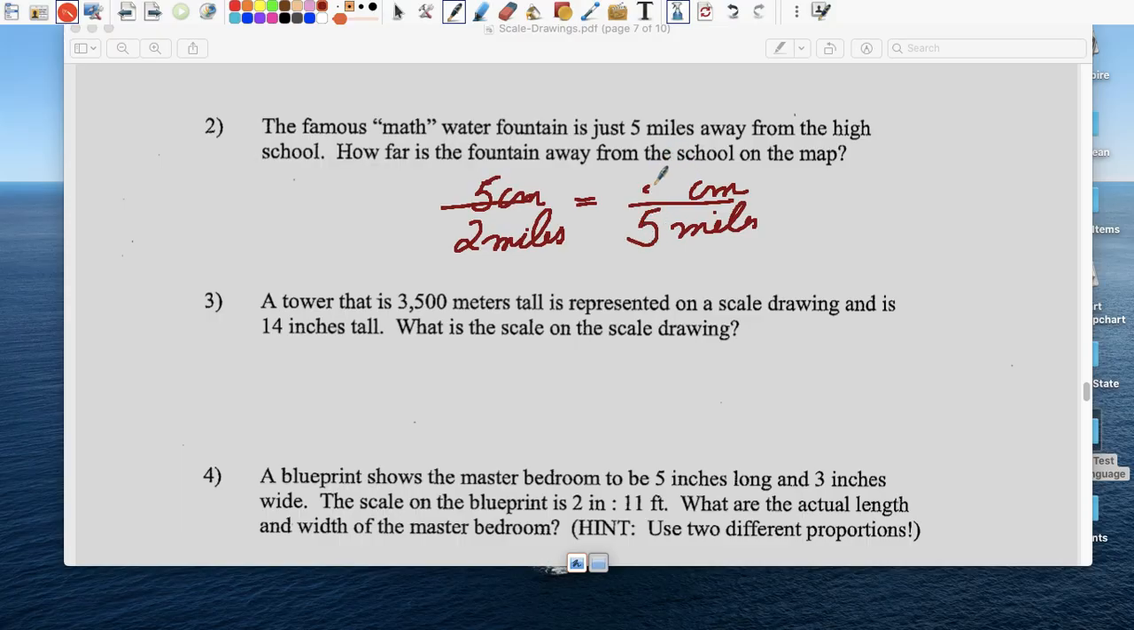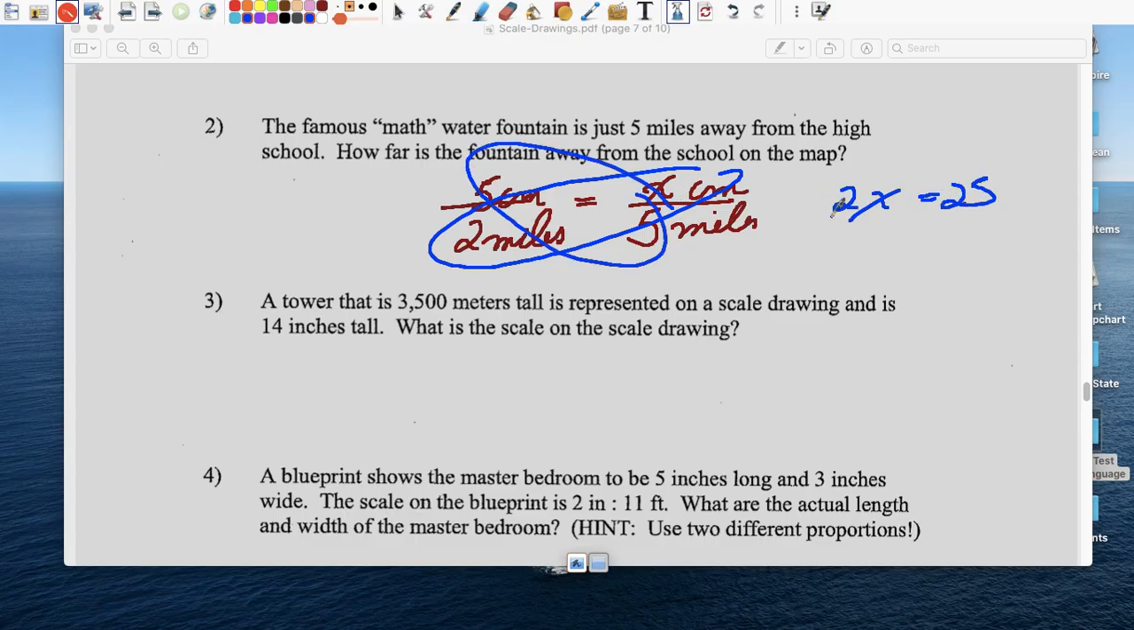Well, x represents what I don't know. I'm going to cross multiply again. 2 times x is 2x. 5 times 5 is 25. I divide by 2 because that's the coefficient, right? So dividing by 2, I get 1, which multiplied by x is x. Divide the other side by 2, and we get 12.5. So in centimeters on the map, 5 miles would be 12.5 centimeters.